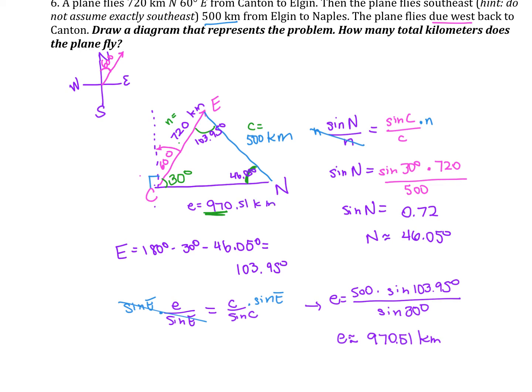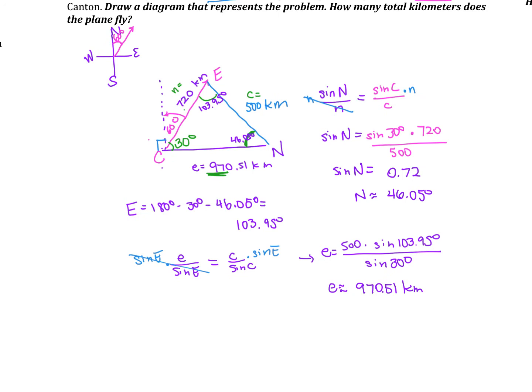So last, you just add the three sides together, 720 plus 500 plus 970.51, and you will get a total of 2,190.51 miles.